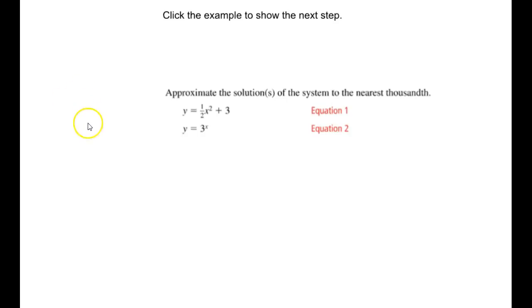So now here's our last learning target. We're going to be approximating the solution to the system to the nearest thousandth. Here you see I have a quadratic and I have an exponential, right? I don't have a linear equation at all to deal with. It makes it a little bit more difficult because we really haven't dealt with too many exponential equations yet.